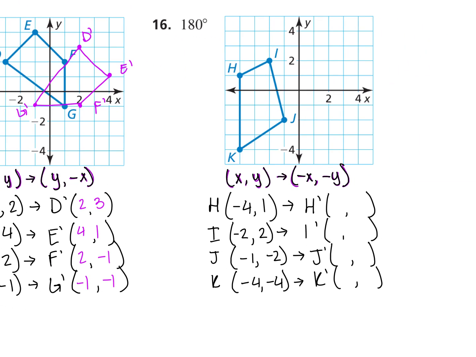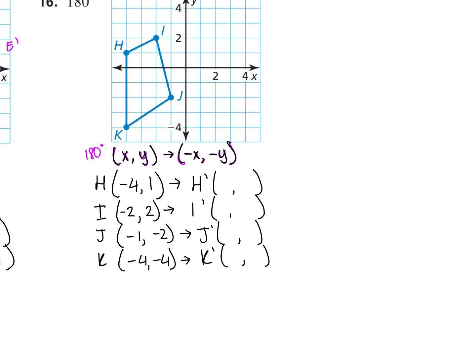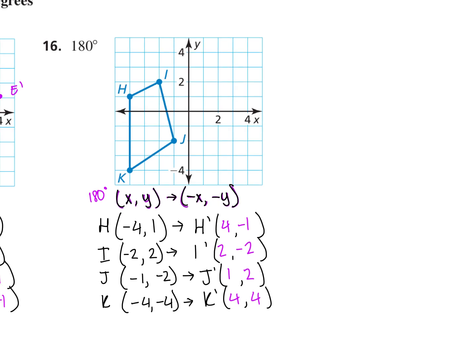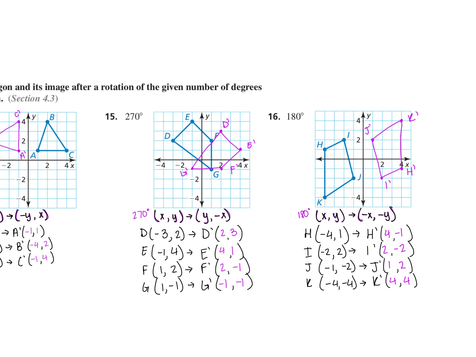And then the last one, rotation of 180. Again, using the rule, plugging in my coordinates. 4, -1, 2, -2, 1, 2, 4, 4. You're just changing the signs for 180. So H is going to go right here. 2, -2, I. J is 1, 2. And K is 4, 4. And that's it for this page.